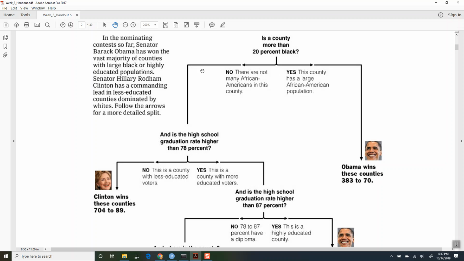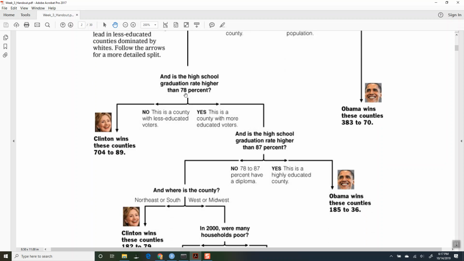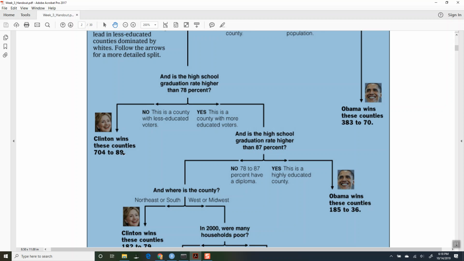And if not, then we go down and ask another question, right? Another variable available in the data set was the high school graduation rate. What percentage of the county had graduated high school? Again, some counties the number's very low, and some counties the number's very high. The decision tree figures out exactly where this partition should be, okay? And it says we're going to draw a partition at 78%. It feels a little arbitrary, but we'll talk about how it comes to this number, okay? At 78%, this is a county with less educated voters, and Clinton won these 704 to 89 or something like that, okay?